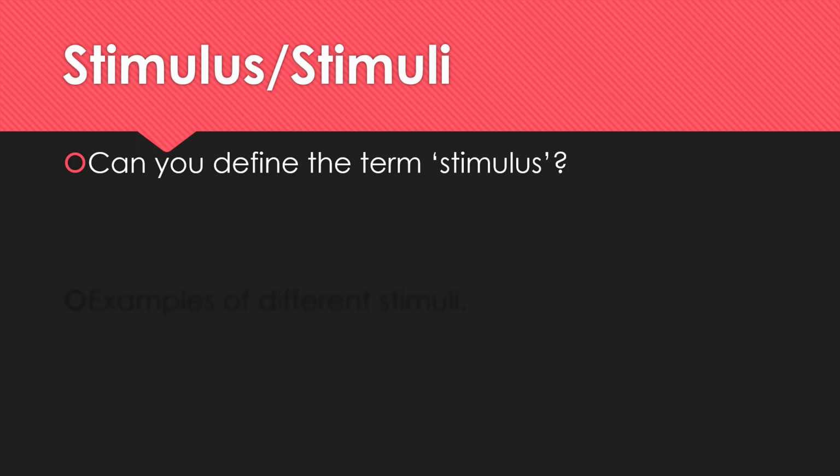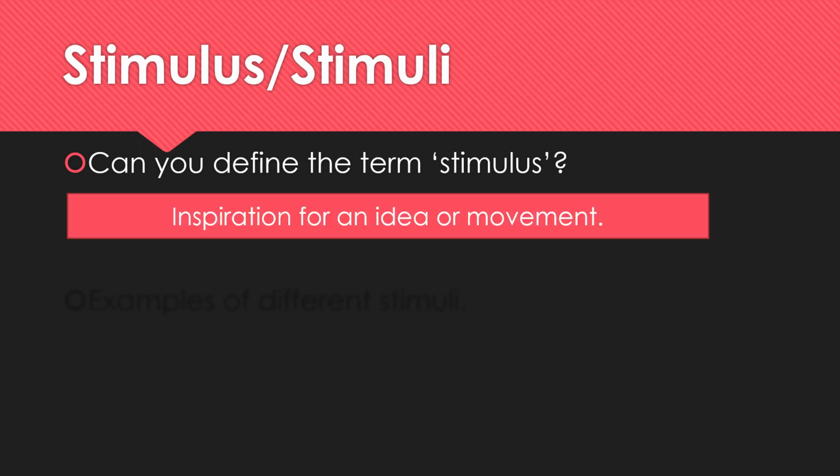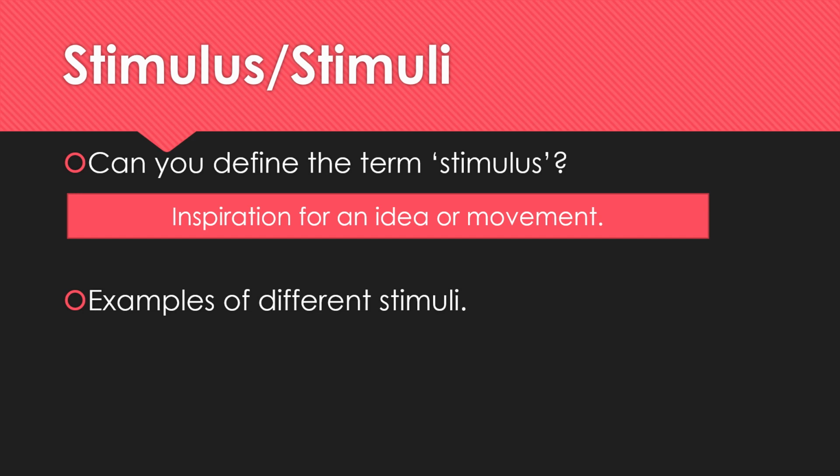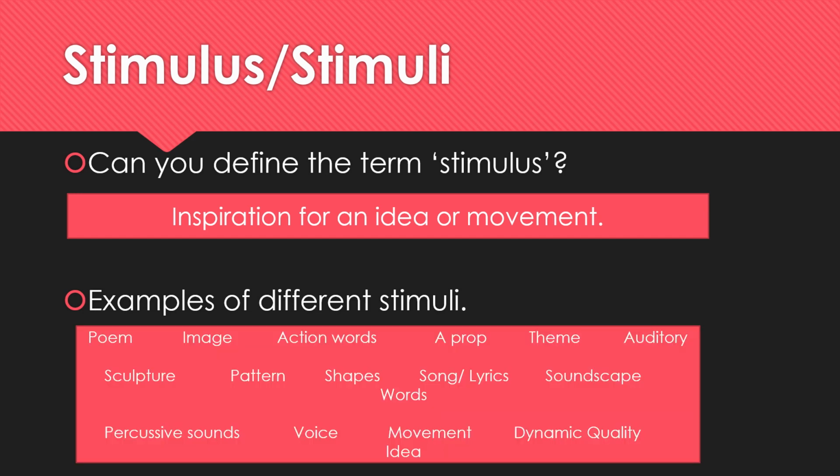So, can you define the term stimulus? What is a stimulus? It is an inspiration for an idea or movement. So it's that starting point, it's that inspiration. Examples of different stimuli: a poem, image, action word, a prop, theme, auditory, sculpture, pattern, shape, song, lyric, soundscape. There's so many different examples, and at the beginning of section A, when you open that exam paper, you will get one example of a stimulus that you will have to create the dance around.